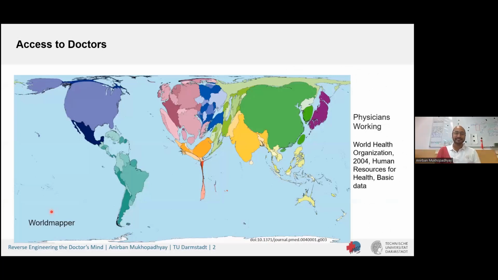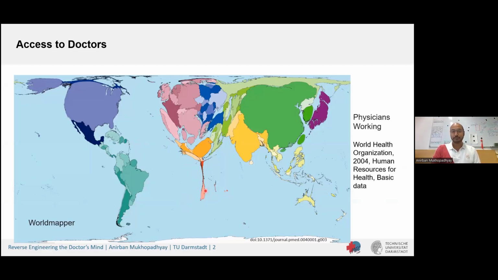But really, let's first try to understand why we are trying to do this reverse engineering. This is really what the world looks like when you use each country's access to doctors as the area of the landmass. That's Africa, for those of you who are wondering. So that's really the problem that we have.